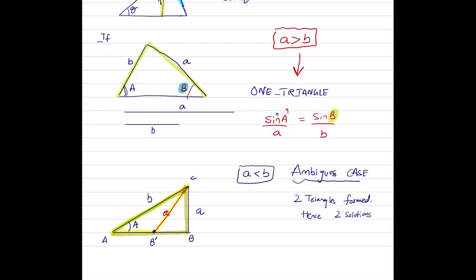So again, the side opposite to the angle B is going to be this of the same length. Over here, the angle is going to be different. Angle B will have two solutions, angle C will have two solutions, and the side C will have two solutions. So this ambiguous case arises when you are given two sides and a non-inclusive angle.